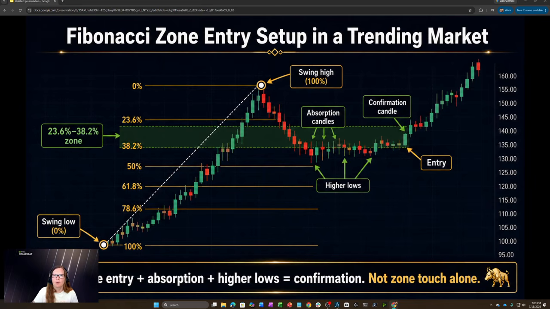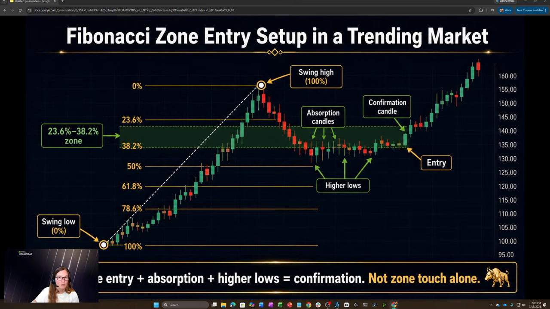And what I'm watching for when price enters the 23.6 to the 38.2 zone, I'm not just entering because price touched the zone. I'm watching for confirmation that buyers are stepping in. Specifically, I want to see price slow down inside the zone. I want to see absorption candles, small bodies with wicks, indecision candles. That signals that the selling momentum is exhausting. I'm looking for higher lows for uptrending markets or lower highs in downtrending markets.